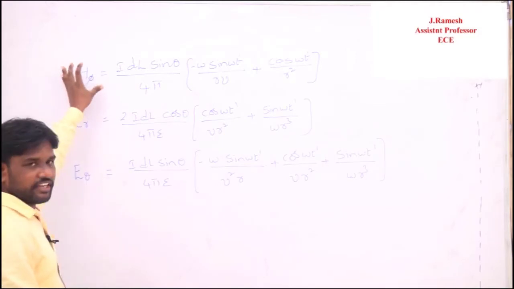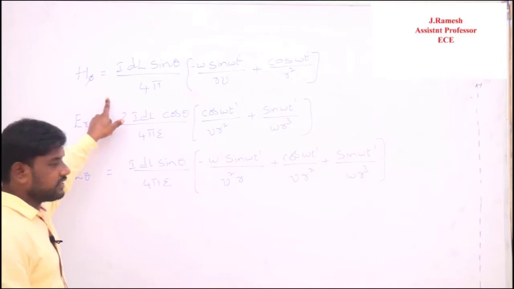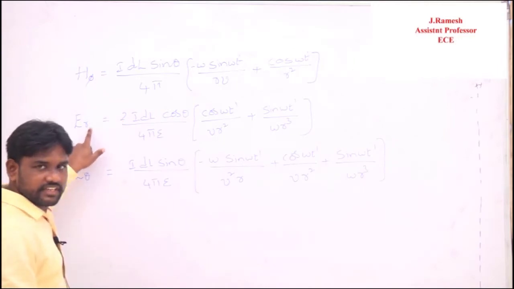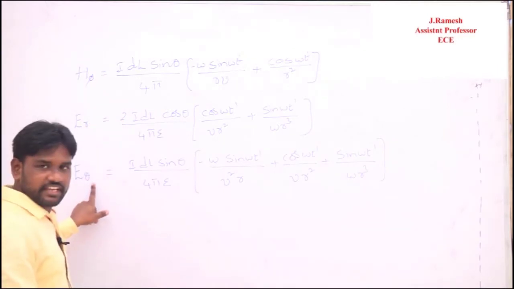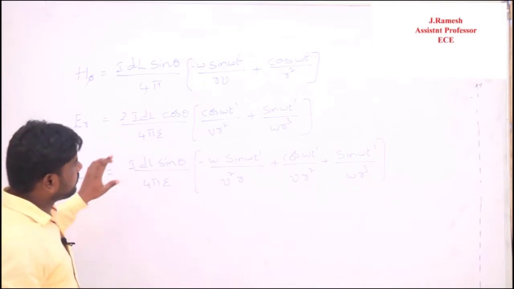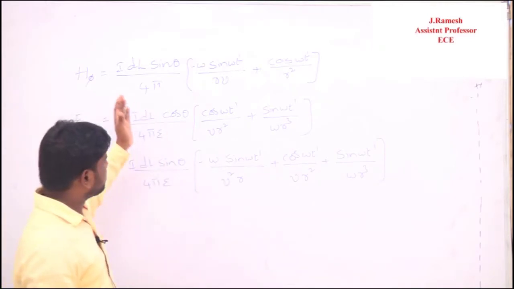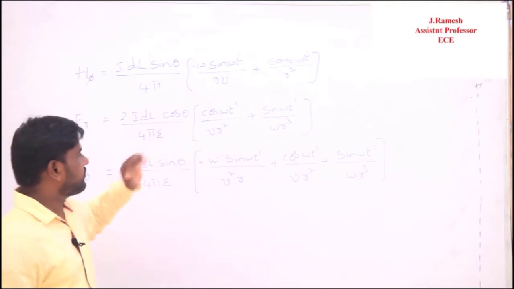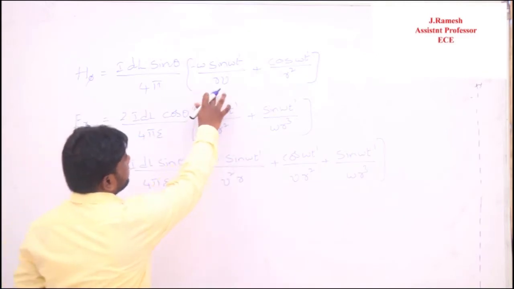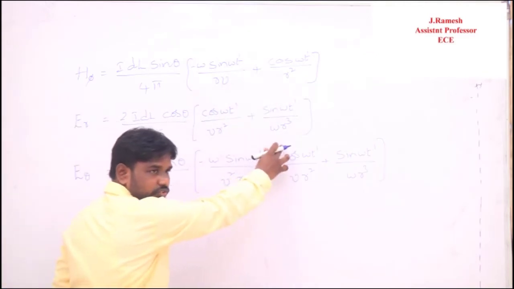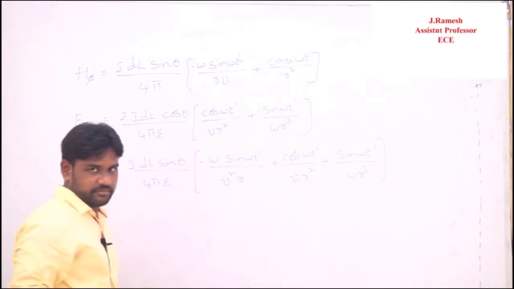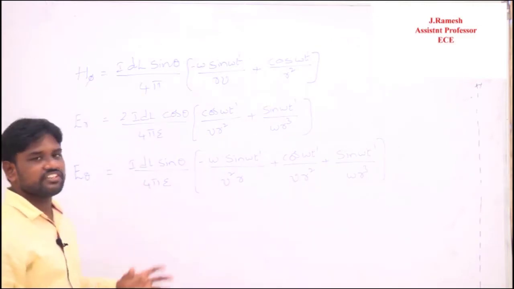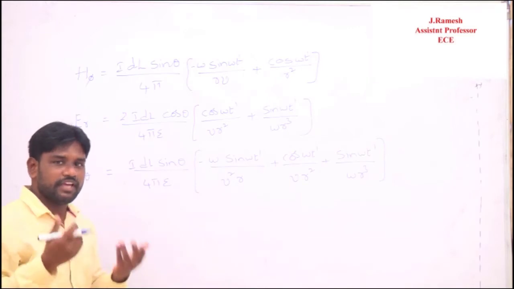So this is a magnetic component in the direction of phi, and these are electric field components in the direction of R as well as in the direction of theta. So from this, we have two or more components in each field. If you observe this one, here we are having two terms, here we are having two terms, here we are having three terms. Now what is the significance of these terms? I am going to explain now.